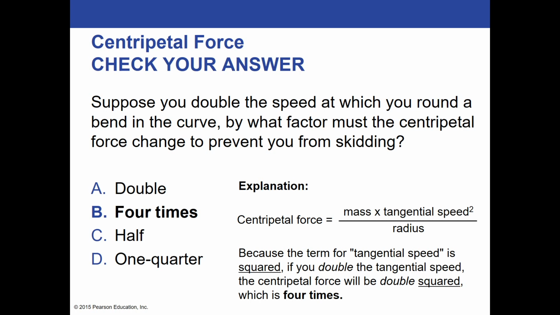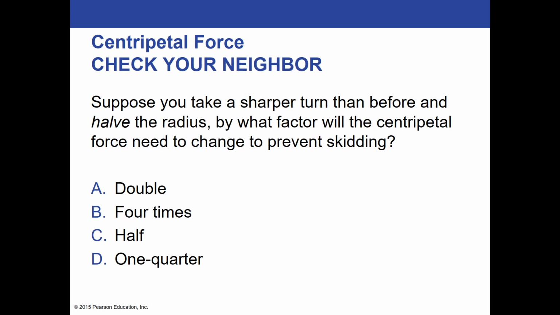So if you double your speed going around the corner, in order to maintain the turn, the force has to quadruple. It's quadratic, which is why going around the curve too fast, the faster you go, the force increases quadratically, not linearly.